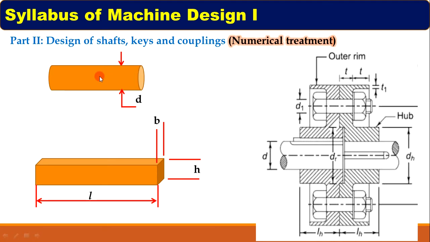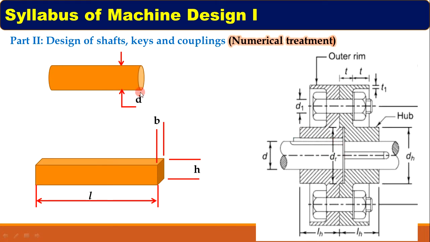There are three components that we need to design. First one is the shaft, second one is the key, that is square key or flat key, and third one is the coupling. I have shown here the diagram of rigid flange coupling. In machine drawing you might have seen this diagram. So here we have to design this coupling.